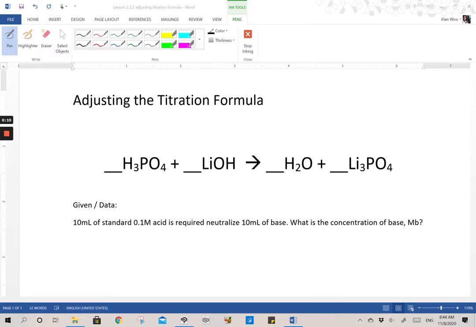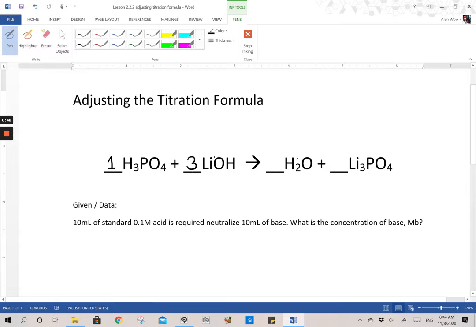Let's suppose that you're given this particular neutralization reaction. I'd like you to write down the reaction, try to balance it out, as well as write down the data that's given. Once you've balanced this reaction, you'll realize that this is a 3-to-1 ratio. So we have 3 moles of base and 1 mole of acid.